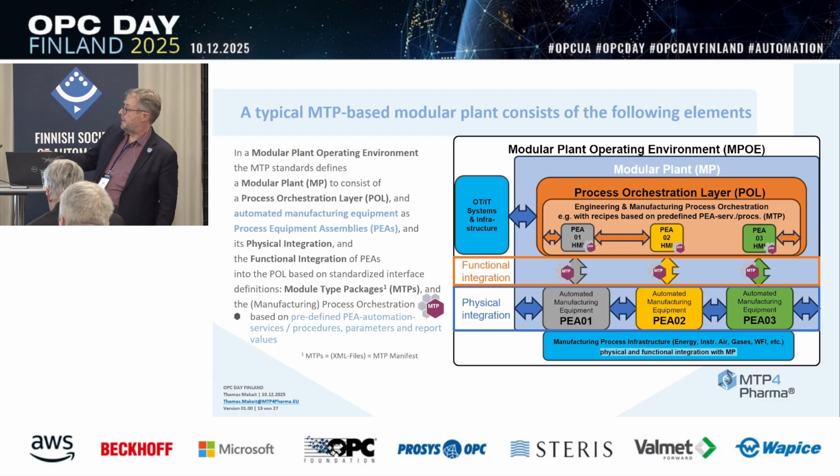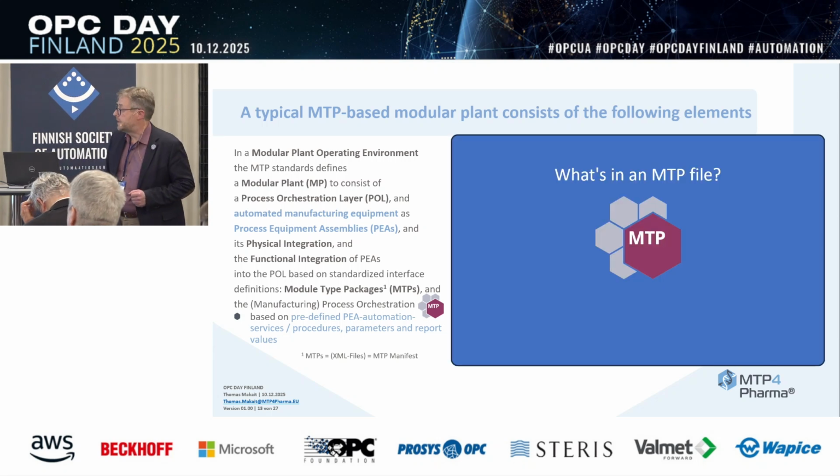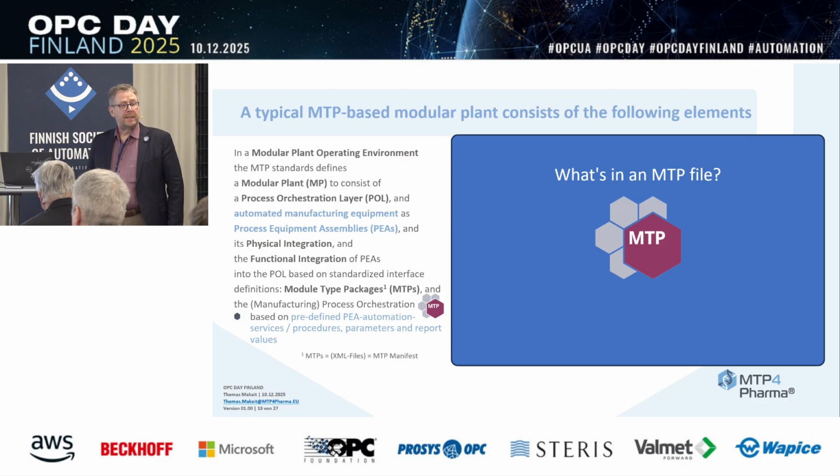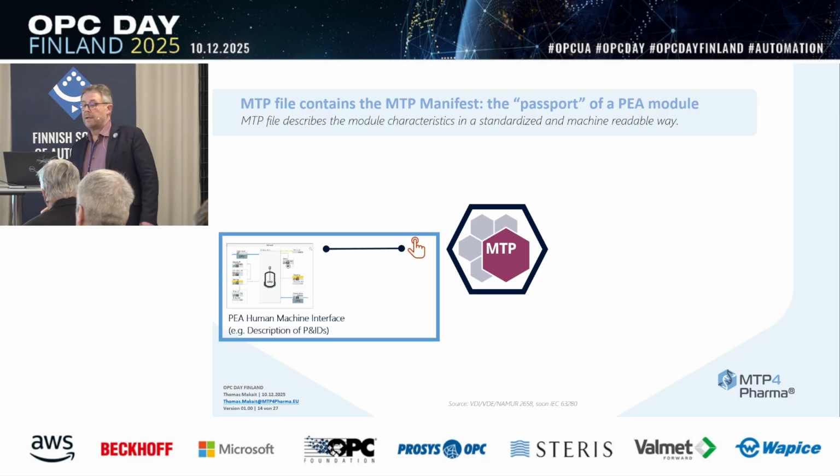Yes, and you orchestrate. Now you have mapped your manufacturing process based on the services, as you need it, with the recipe designer, S88 conformant recipe design. But what's in an MTP file? That is now important to see. The MTP file contains a manifest, the passport of the PEA, in a standardized and machine-readable way.